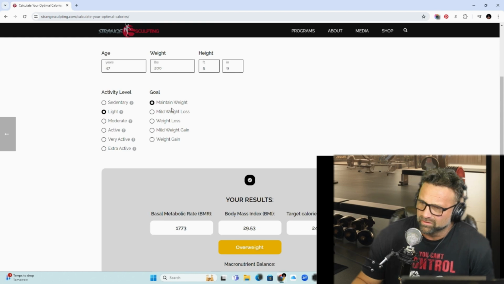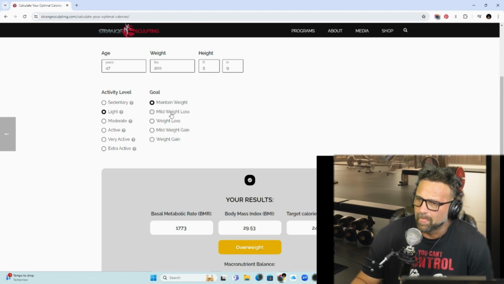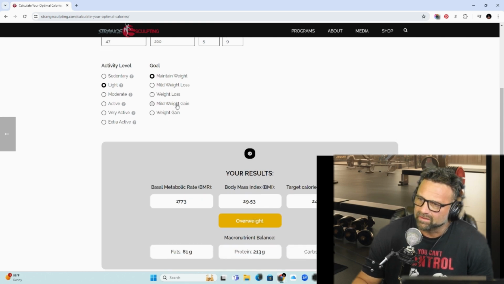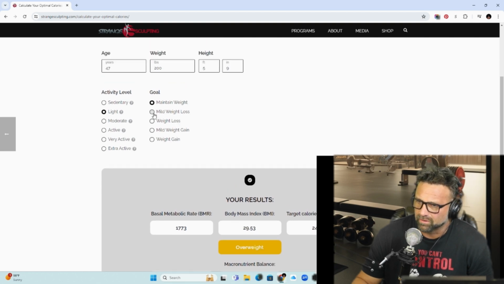But let's look at the other ones you can do: mild weight loss, weight loss, mild weight gain, and weight gain. I allowed people a little variance. If you wanted to lose weight, I allowed you in this calculator to create a 10% calorie deficit. So that's mild weight loss. And then weight loss, a little more aggressive, a 20% calorie deficit. And then mild weight gain is a 10% calorie surplus and weight gain is a 20% calorie surplus.